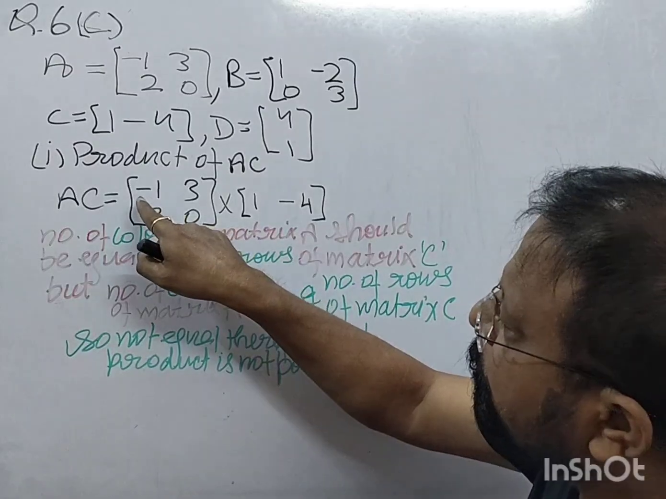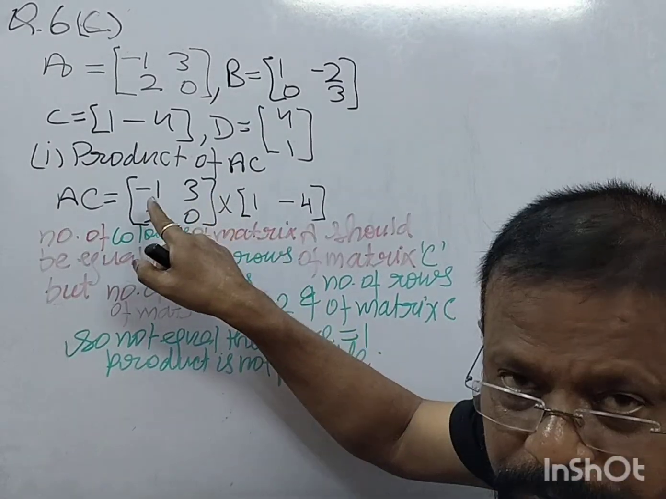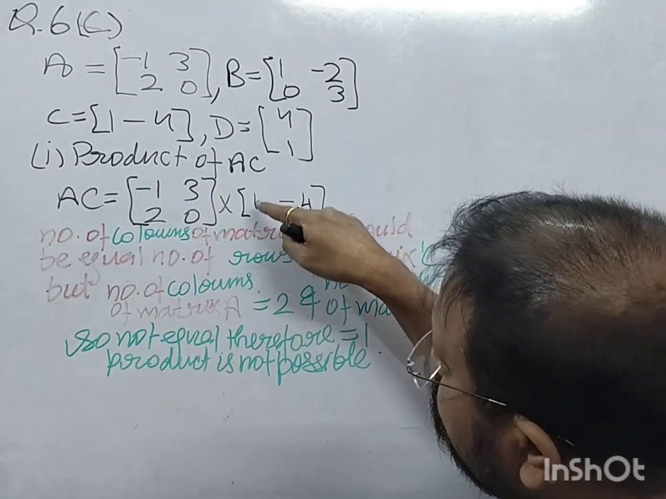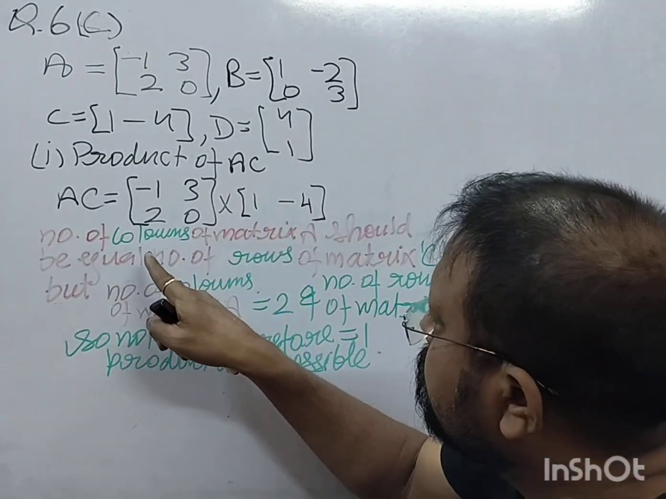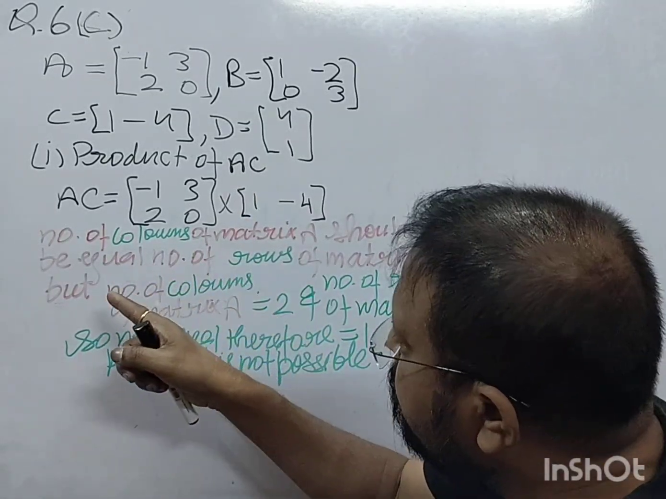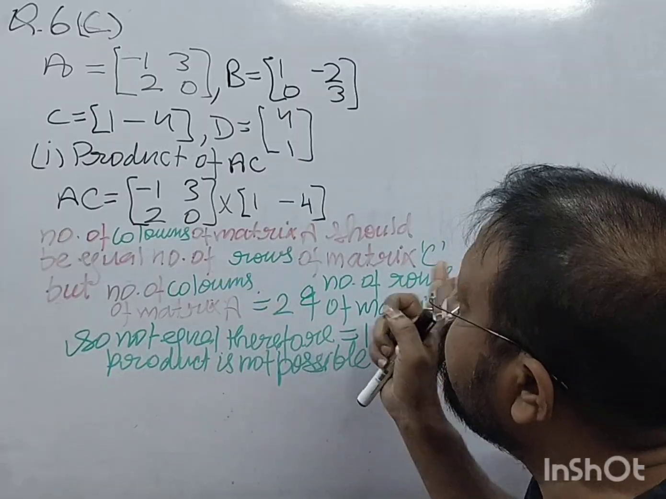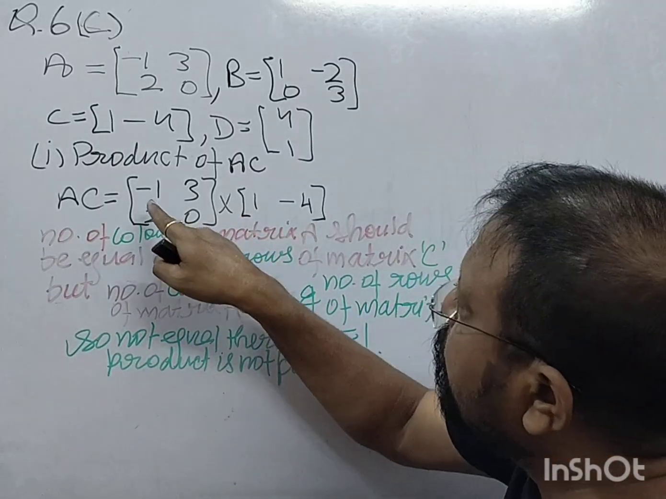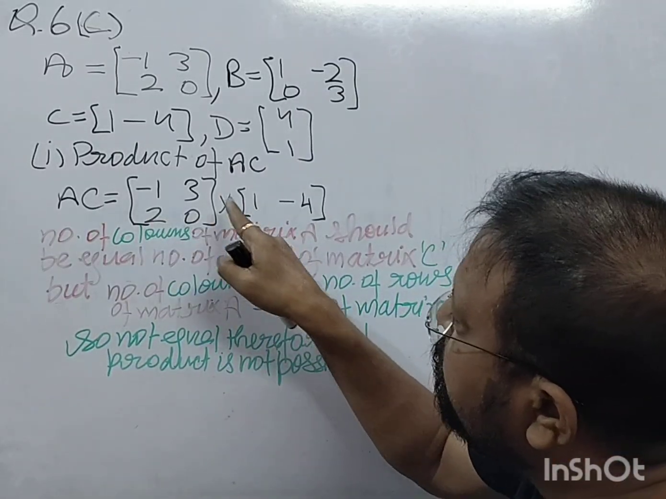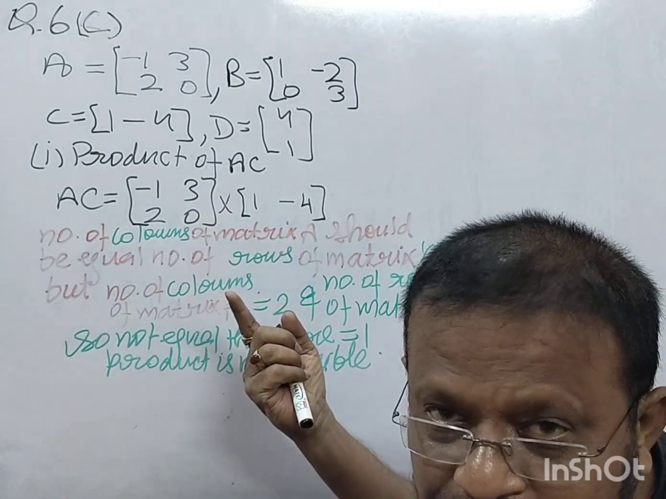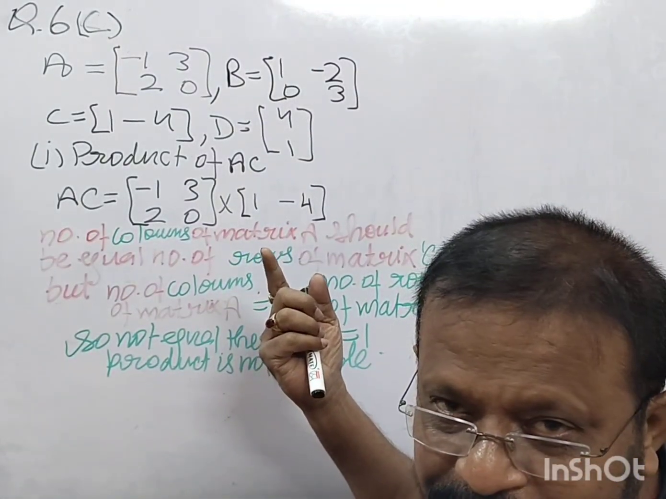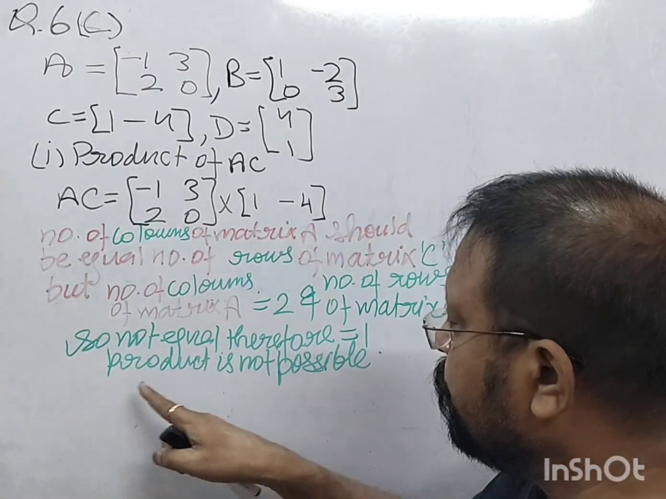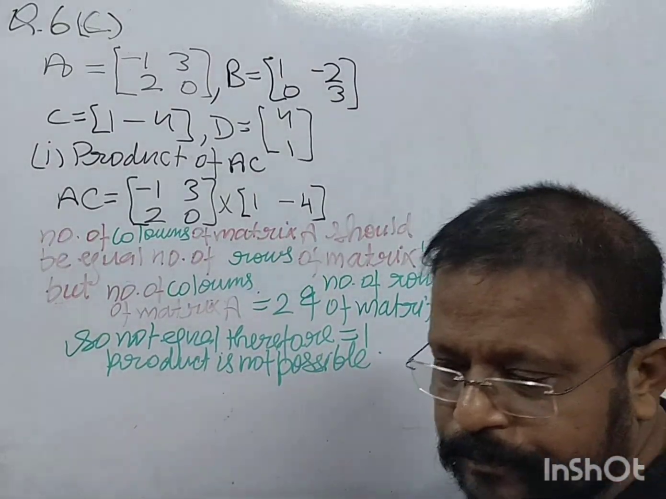यहाँ पे कितना है? Number of columns 2. Number of rows is 1. But number of columns of matrix A should be equal to number of rows in matrix C. Because -1 multiplied by 1, 3 will be multiplied by whom? No, not possible. So product is not possible. Getting my point? So product is not possible.